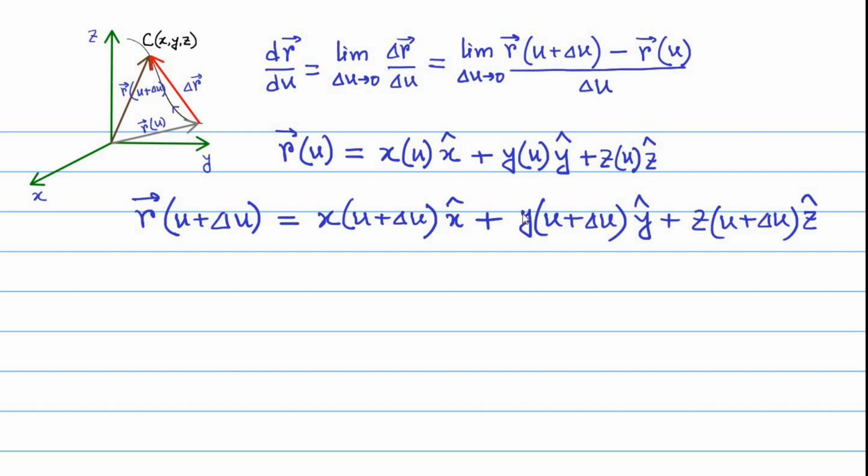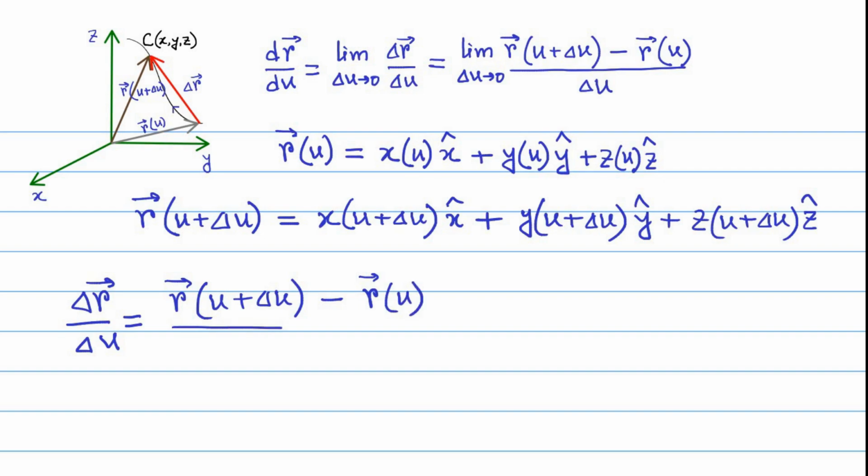So first, let us find this expression for delta r over delta u, which is simply r of u plus delta u minus r of u, divided by delta u. Now, one thing we'll have to be clear about is that when we substitute these expressions on the right-hand side, we'll notice that there are corresponding terms in terms of coordinate functions. So for example, from the first one, we'll see that we get x of u plus delta u.